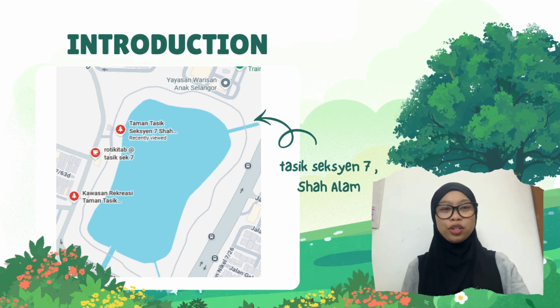Jump into the introduction. This is the lake of Section 7 in Shah Alam. We specifically selected this Tasik Section 7 as our case study because it represents common real-world problems. Nature rarely gives us perfect shapes, right? Unlike a swimming pool, which might be a perfect rectangle, this lake has a highly irregular curved shoreline.